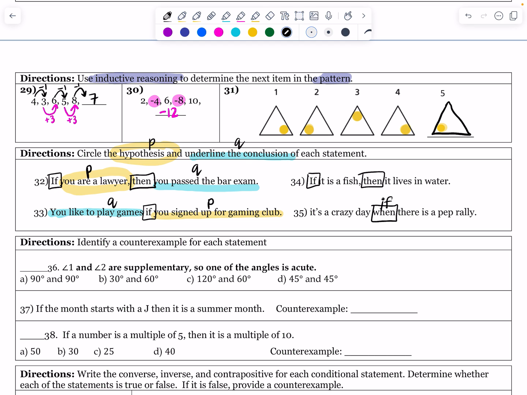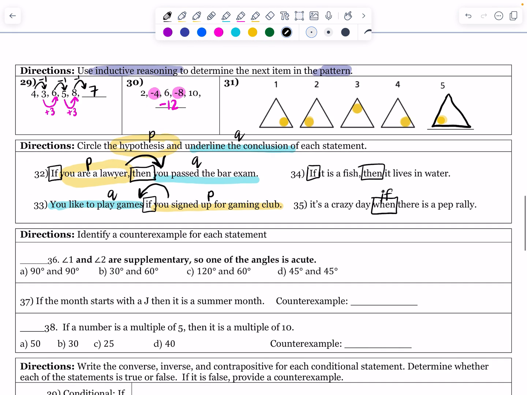So the conclusion is that you must like to play the games if you signed up for the gaming club. So this causes this to happen. Whereas this one's written in if-then form, where you've got your hypothesis first and then your conclusion. I did not do what it asked me to do. It said to circle it, so let's circle that instead.